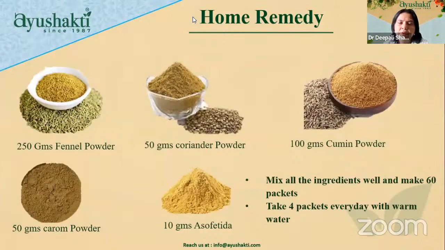50 gram of coriander powder, 100 gram of cumin powder, 50 gram of carom seed or ajwain powder, and 10 gram of asafoetida, yani hing. Mix all ingredients well and make 60 packets.